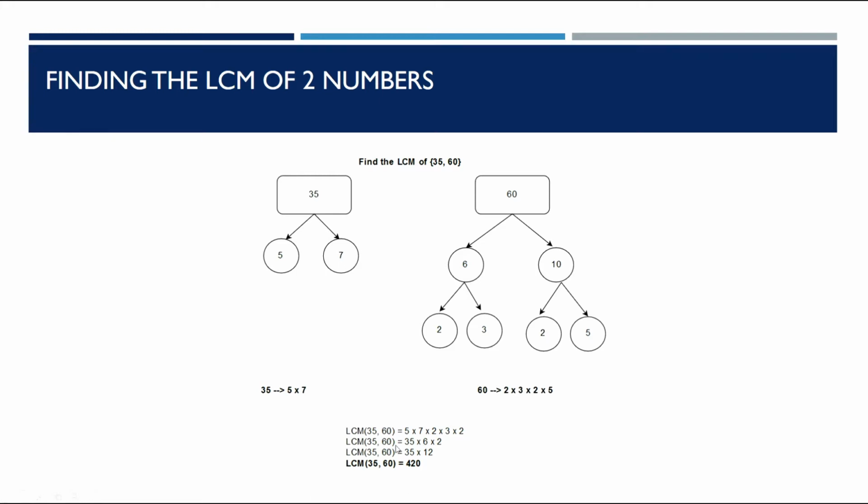Alright, so what we want to do now is pretty much just multiply these numbers and figure out our result. So 5 times 7 will give you 35. We have 2 times 3, which will give you 6. We bring that down, and then we have 2, which we bring down. We then are going to multiply 6 and 2, which will give us 12. We also want to bring down our 35, and then from there we multiply 35 times 12, which will give us 420. So what this means is that 420 is the LCM of 35 and 60.